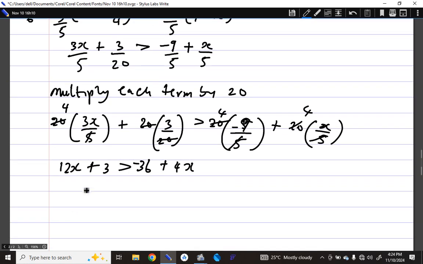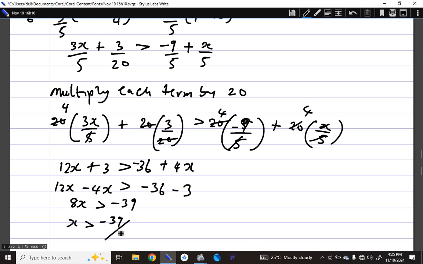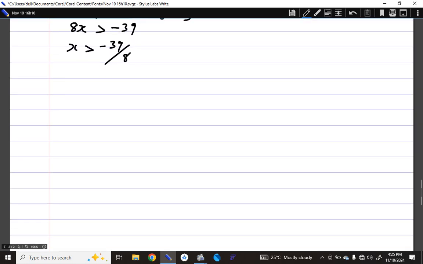If I collect like terms now, I have 12x minus 4x is greater than minus 36 minus 3. So 12 minus 4 gives me 8. So 8x is greater than minus 36 minus 3, which is minus 39. Therefore x is greater than minus 39 over 8. So that is that. Very simple. We move to the next question, question number 7.